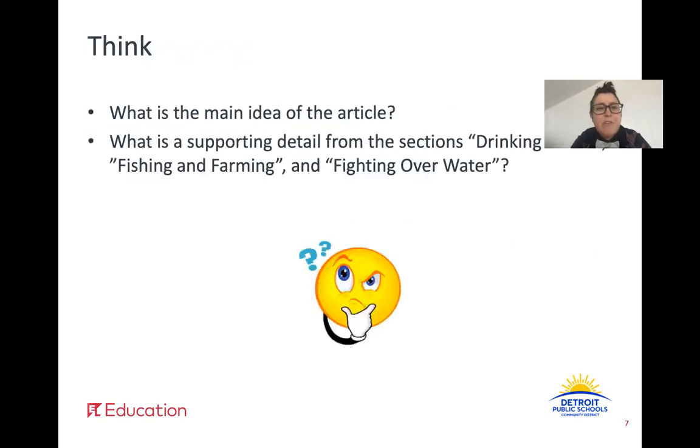All right, remember that a main idea is the big idea the author wants you to understand or take away from reading a text, or in this case, an article. And then remember, the supporting details are details, facts, or pieces of information in the text that help you understand that big idea, or that main idea. The author often introduces the main idea at the beginning of the text in the introduction.